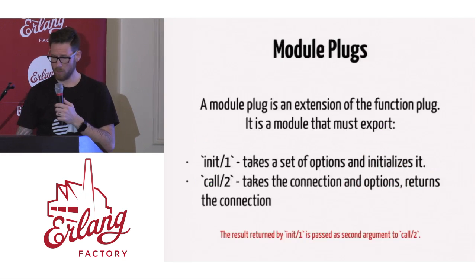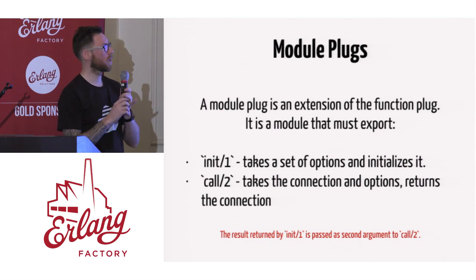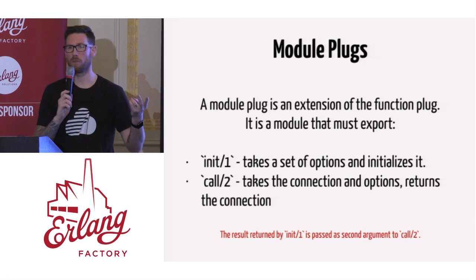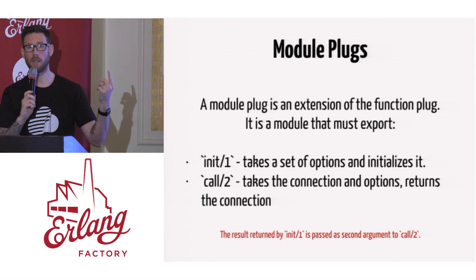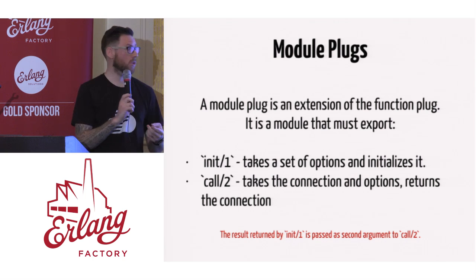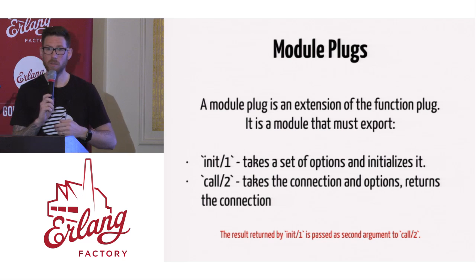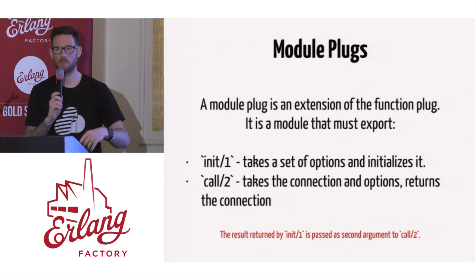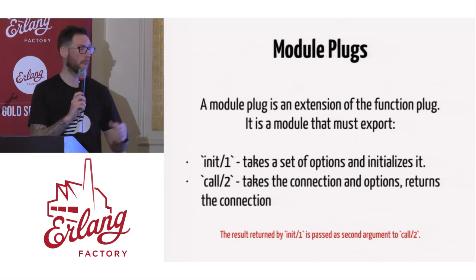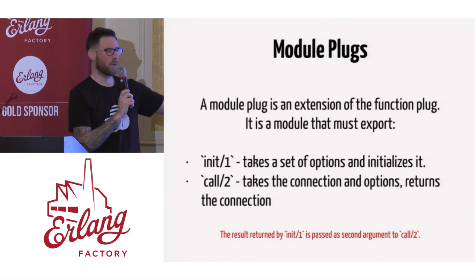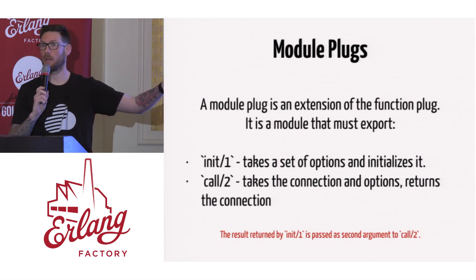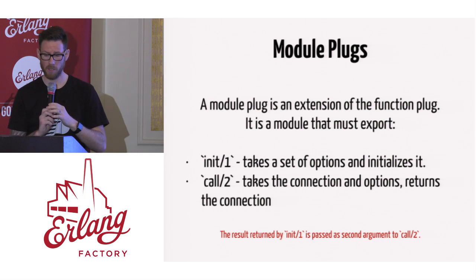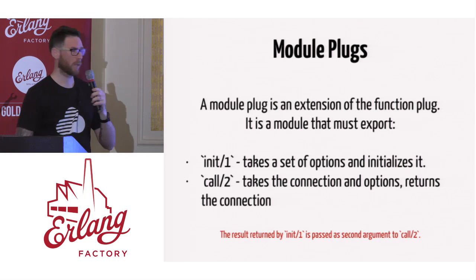The next thing is module plugs. Module plugs are basically an extension of the function plug. You just need to export two functions in your module, init/1 and call/2. init/1 just takes a set of options, and it just needs to return those options. So maybe you do some transformation of those options to initialize it, and then you just return those. Those options are then passed in as the second argument to call/2. And of course, call/2 takes in the connection as the first argument, and it just needs to return the connection.